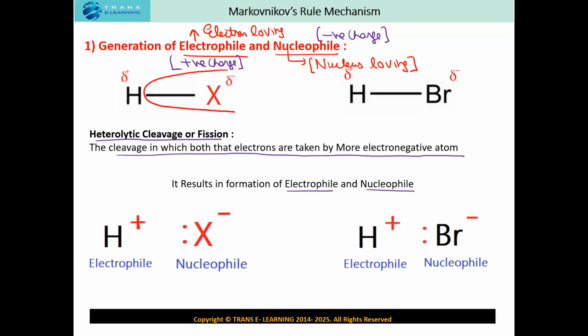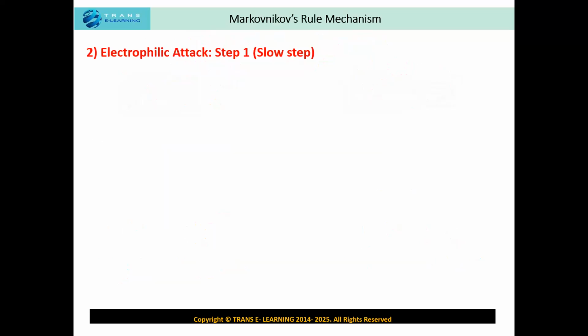Hydrogen atom will become hydrogen ion and that will become an electrophile, whereas the halogen atom will become a halogen ion, that is a nucleophile with a negative charge. So here we are taking an example of hydrogen bromide. The cleavage will take place, which is heterolysis, and the hydrogen ion and the bromide ion are formed. Hydrogen ion will behave like an electrophile, whereas the bromide ion will behave like a nucleophile.